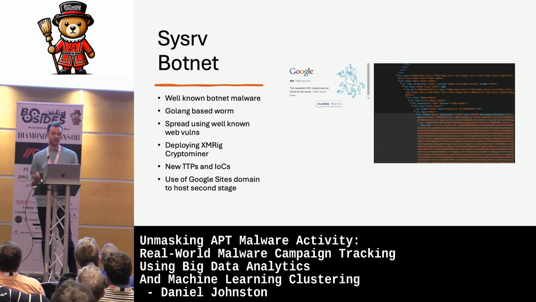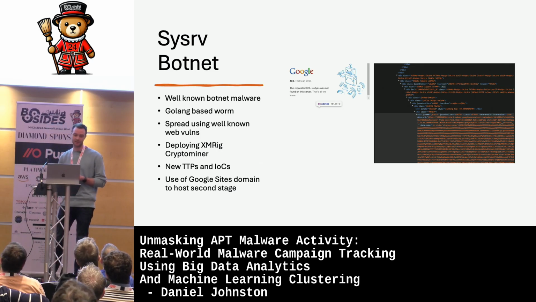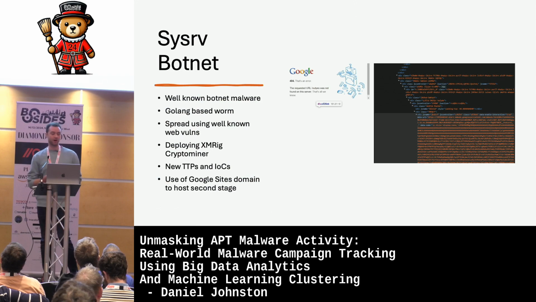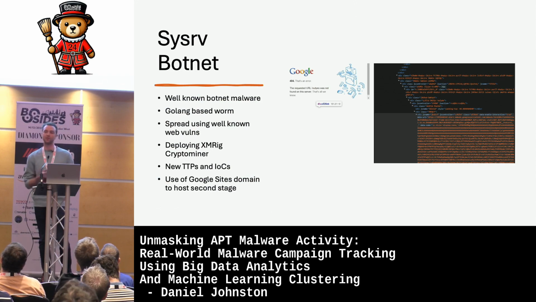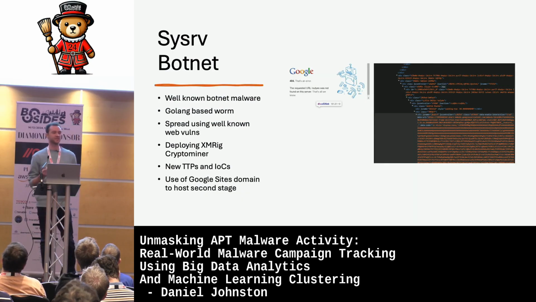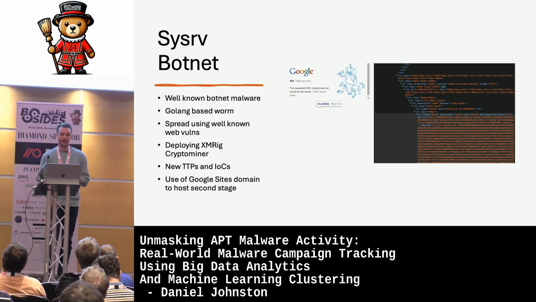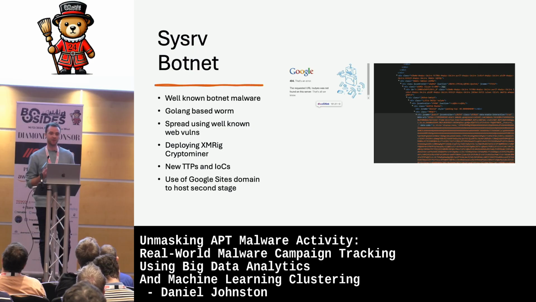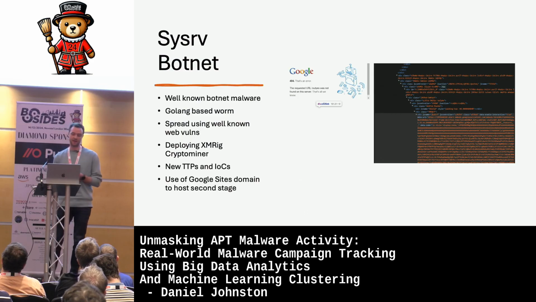So the first one I want to talk about is that of the sysrv botnet. sysrv is a well-known botnet malware written in Go, and it spreads using well-known web vulnerabilities. We saw widespread exploitation of Atlassian Confluence and Apache Struts, basically propagating this campaign. The idea behind the campaign is to deploy the XMRig cryptominer to as many vulnerable servers as possible, to use the CPU resources of the web servers to mine cryptocurrency.